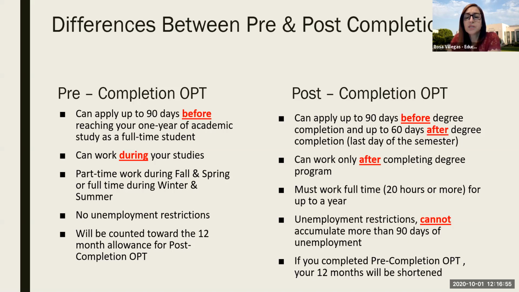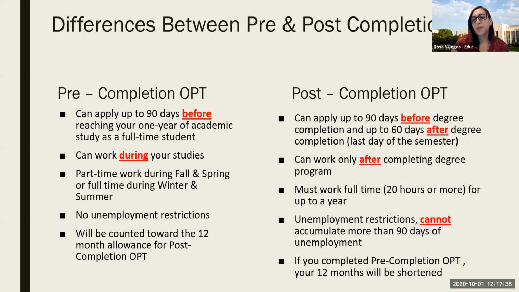When you're doing post-completion OPT, the idea is that you're doing full-time employment, 20 hours or more. Right now, during COVID-19, the government has made an exception and you can actually work less than 20 hours if you are not able to find full-time employment. But this is only an exception right now during COVID. Normally, in regular circumstances, in order to maintain your F1 status during OPT, you will have to be working full-time. This is a huge difference compared to pre-completion OPT.